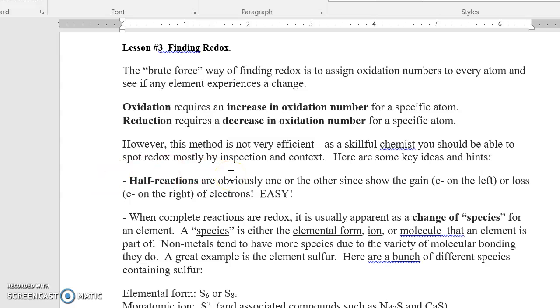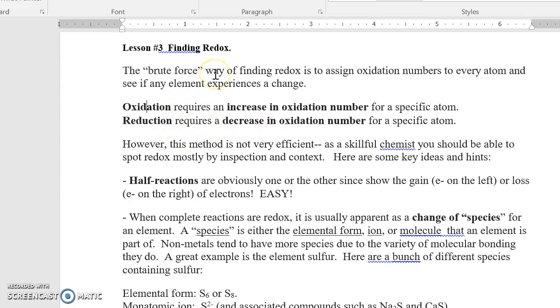Okay, we've got a quick review of the Finding Redox lesson. First of all, make sure you know these new definitions of oxidation and reduction. Oxidation will always show an increase in oxidation number, and reduction will always show a decrease in oxidation number. And that's for a specific element, the element that's being oxidized or reduced.